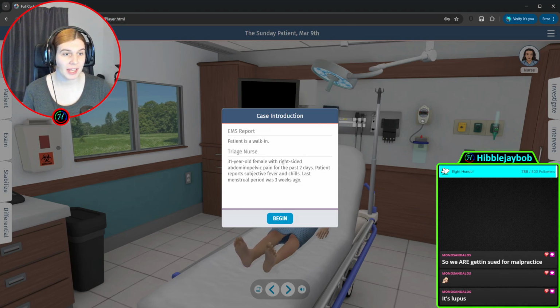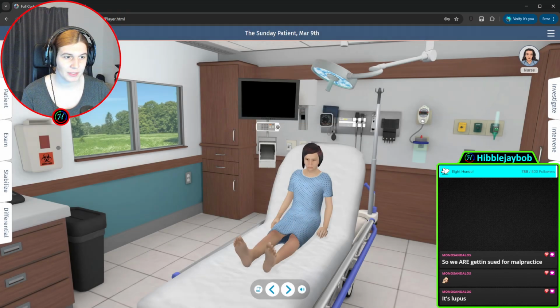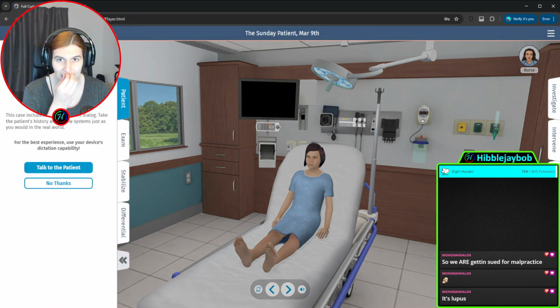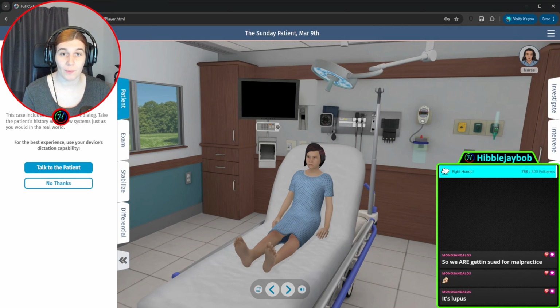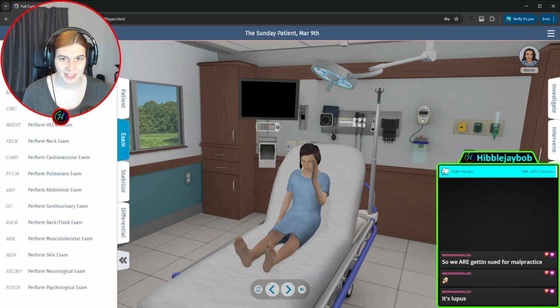So the patient is a walk-in, and the triage nurse reports basically what we have just read out. It is time for us to assess the patient. She is clearly grimacing in pain. This case uses AI patient dialogue. This works really quite well. I'm quite looking forward to actually using this.